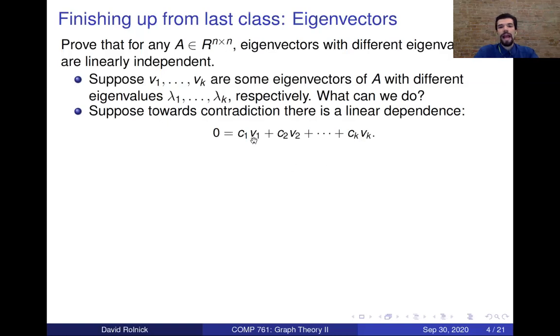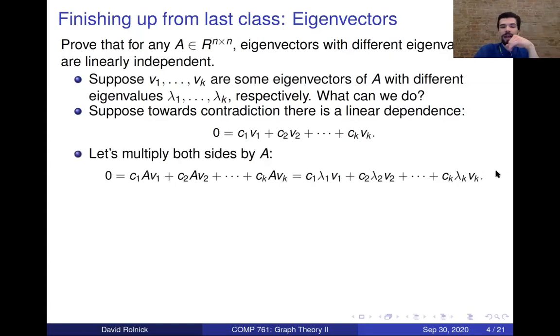Yeah, we can multiply by A. That's sort of what you do with eigenvectors if you're trying to prove something, because we know eigenvectors have this property where if you multiply them by A, you're basically multiplying them by a scalar. So let's multiply both sides by A. The left-hand side becomes 0, since 0 multiplied by A is 0. Then we have C1 times A times V1, which becomes C1 lambda 1 V1, and likewise for all of these other vectors.